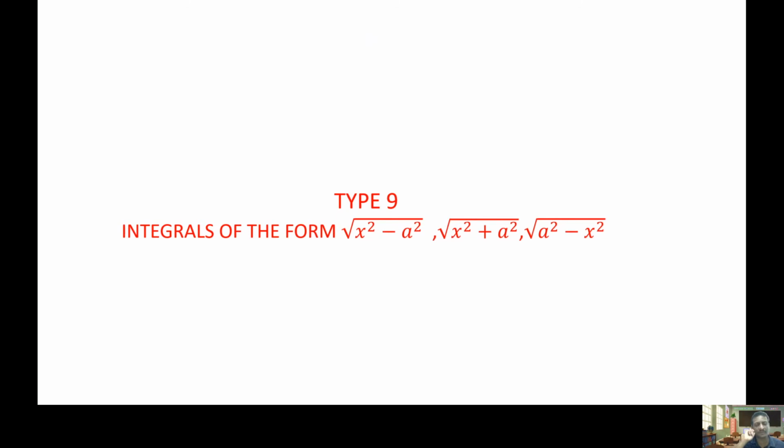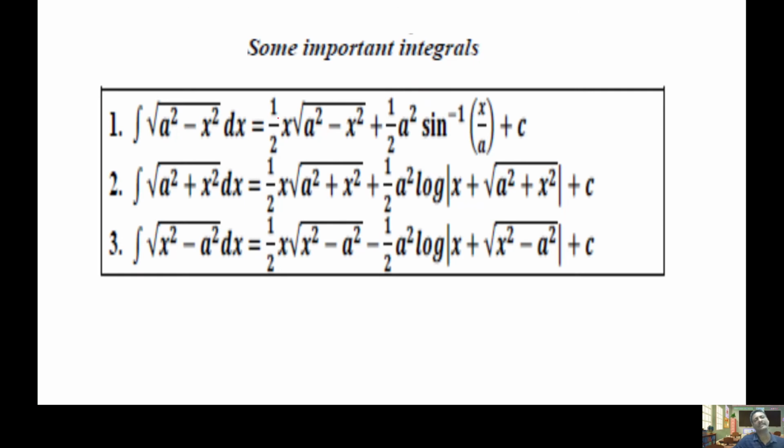Now, integrals of the form 1 by root x squared minus a squared, root x squared plus a squared, root a squared minus x squared. Its formula: integral root a squared minus x squared is x by 2 into root a squared minus x squared plus a squared by 2 into sin inverse x by a plus c. Integral root a squared plus x squared dx is x by 2 into root a squared plus x squared plus a squared by 2 into log modulus x plus root a squared plus x squared plus c. Integral root x squared minus a squared dx is equal to x by 2 into root x squared minus a squared minus a squared by 2 into log modulus x plus root x squared minus a squared plus c.